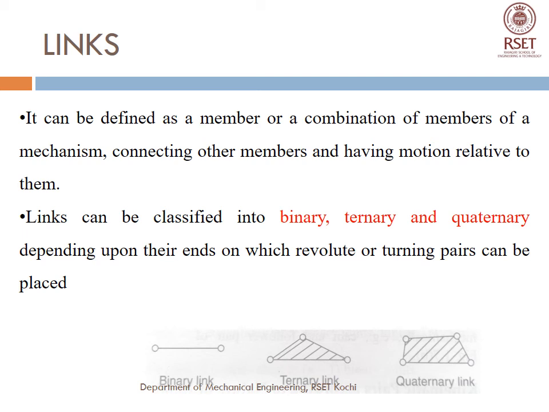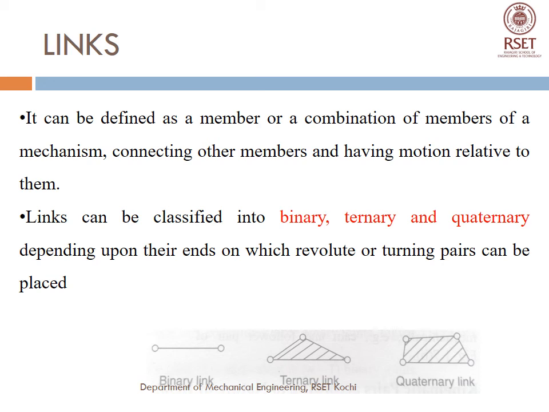You can see a binary link, a figure has been shown below. It has two endpoints. To the two endpoints we can connect another link. So when we connect a link to one of the ends of the binary link, the pair becomes a revolute or a turning pair. That is, it has rotation about only one axis. That is what is called a turning pair or revolute pair. In detail, we will discuss the turning pair in the coming sessions.